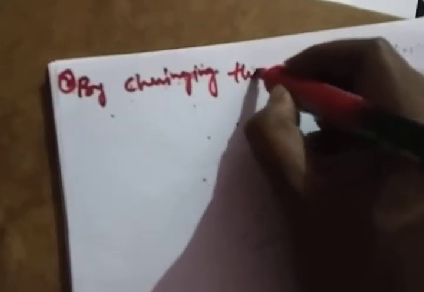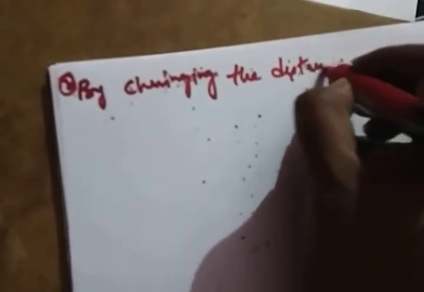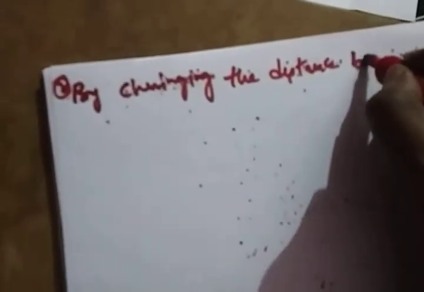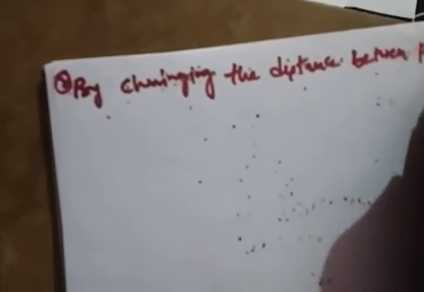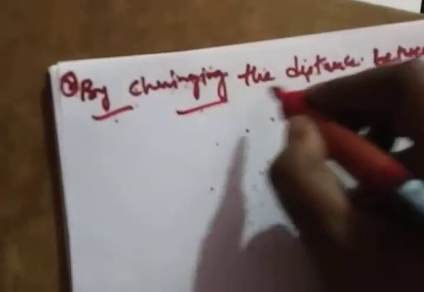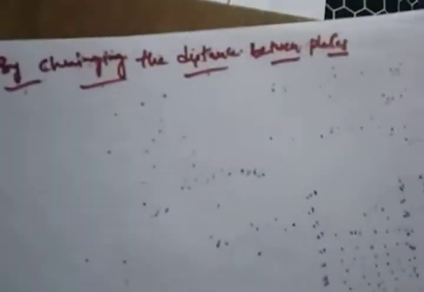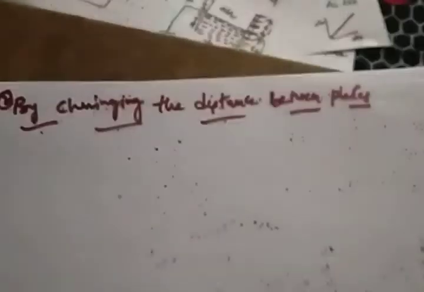The third one is by changing the distance between the plates. You can easily tell, right? By changing the distance between the two plates, here the distance is D, right?